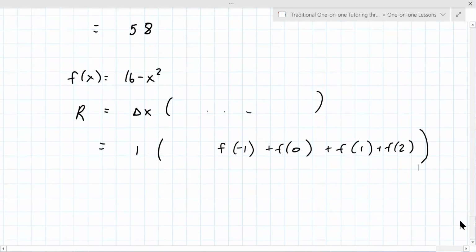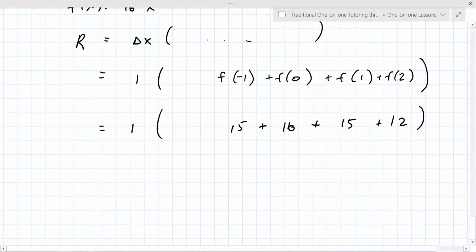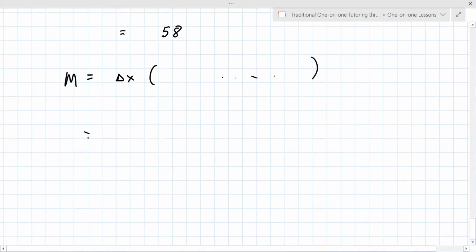So we got to find these values again. So the 15 plus 16 plus 15 plus 12. So this one's actually the same as the other one. Right. Okay.